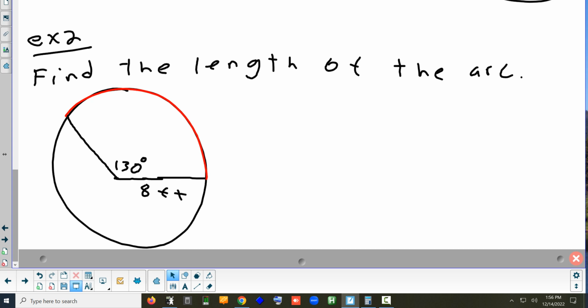Okay. So Austin, can you remind me again? What's my formula for arc length? S is equal to R times theta. So S equals R theta. Okay, so the directions are find the length of the arc, so we don't know S. Do I know what R is? Yep. It is 8 feet.